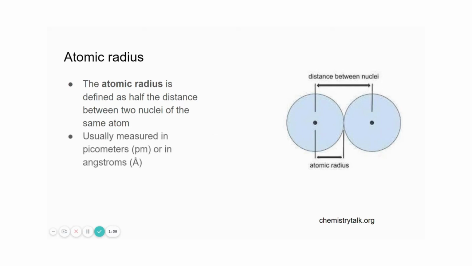Atomic radius is usually measured in picometers, which are abbreviated as pm. That's essentially 1 times 10 to the negative 12th meters, or in angstroms, which is another unit that measures distance, but it's not one that's used frequently above atomic or macromolecular levels. So we'll use it in this class maybe a little bit around atomic radius, but we won't use it very much otherwise.